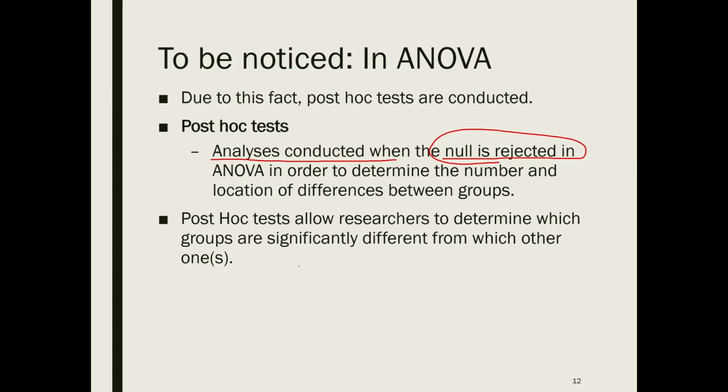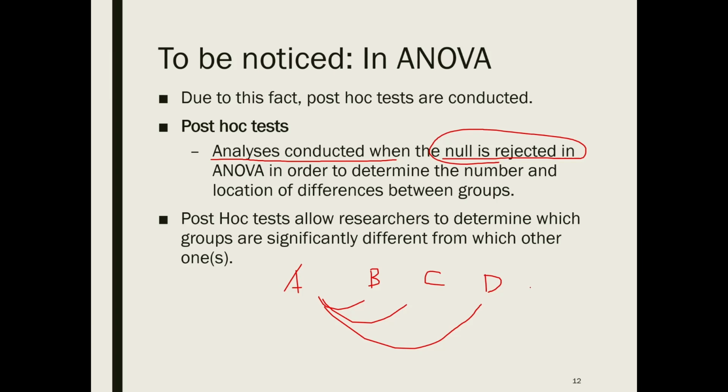It may be one group different from another group, or one group different from two other groups, or one group different from three other groups. It's all coming from the post hoc test. It doesn't come from the F-test itself.